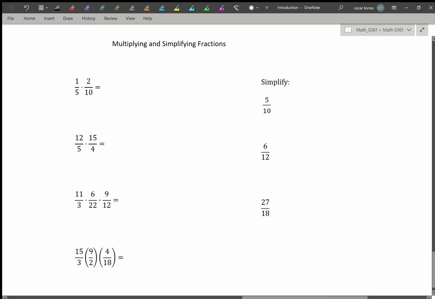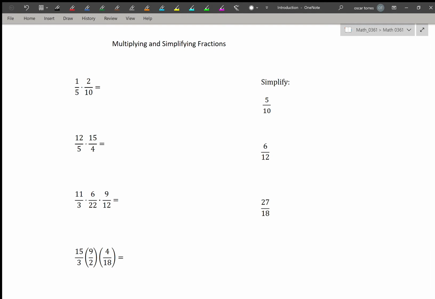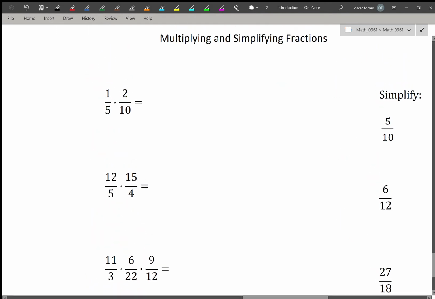One of the most important things you'll be doing throughout pretty much every one of your homeworks and on every exam is multiplying and simplifying fractions. So even if you already think you know how to do it, I would strongly recommend sitting and watching the rest of this video. So I'll start off with multiplying fractions.